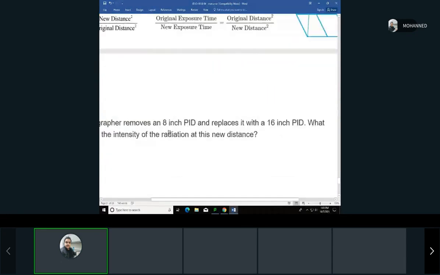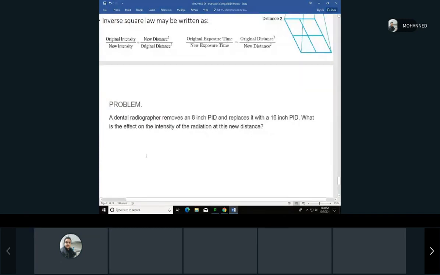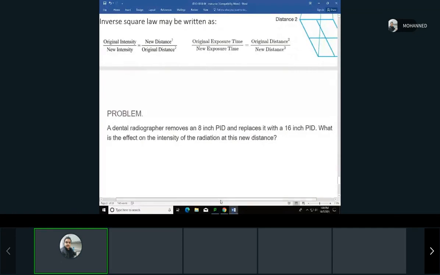Let's see how many of you guys can get this. A dental radiographer removes an 8-inch PID and replaces it with a 16-inch. So this is the distance that we have. If you put that in here, the old distance is 8. The new distance is 16, right? What is the effect on the intensity?